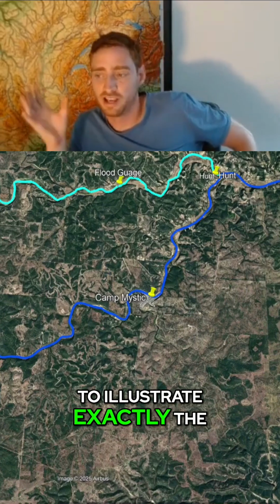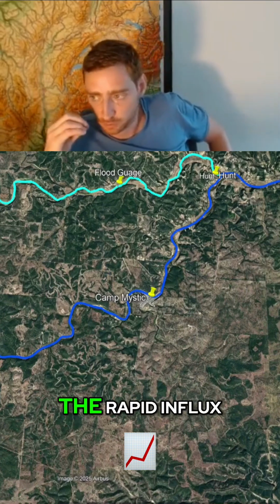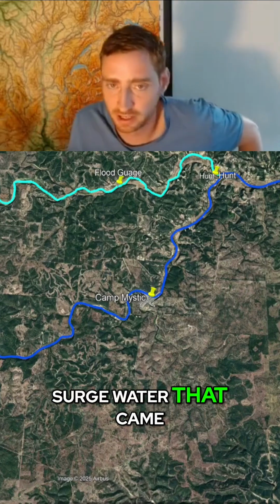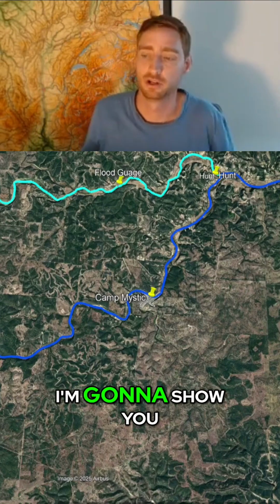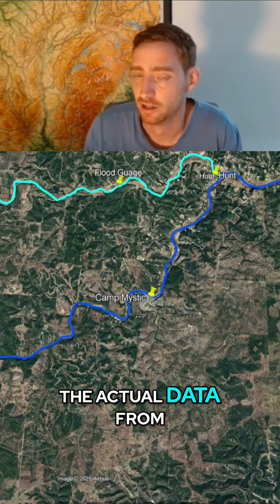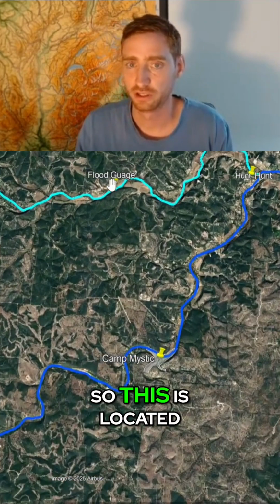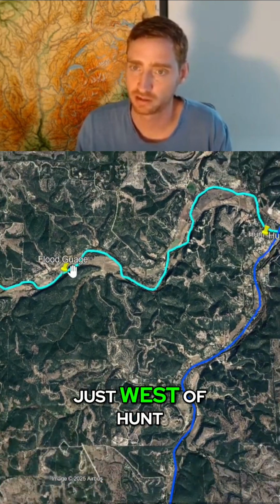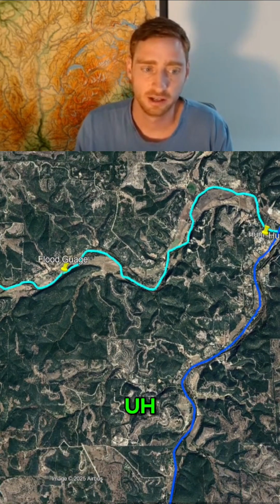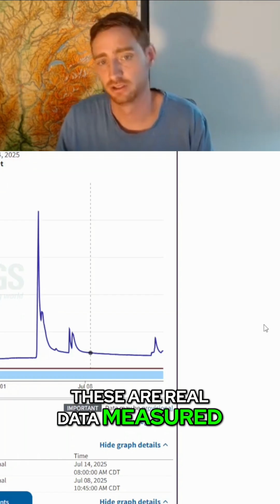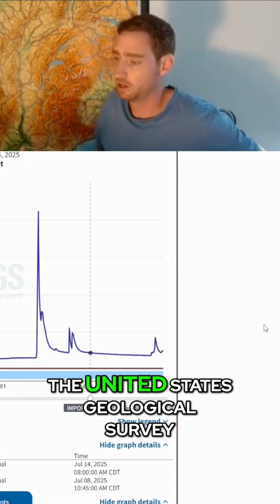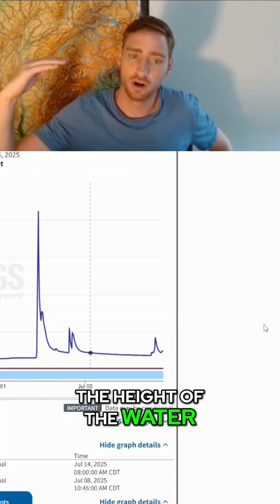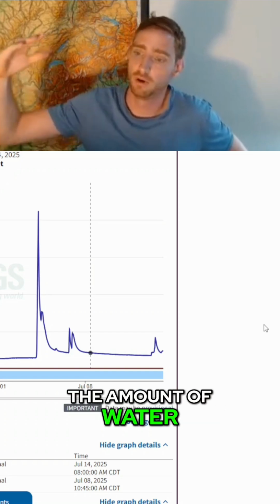Now, to illustrate exactly the rapid influx, the rapid pulse of surge water that came down through this area, I'm going to show you the actual data from a flood gauge. So this is located here on the North Fork of the Guadalupe River, just west of Hunt. And these are real data measured by the USGS, the United States Geological Survey, of the height of the water, or basically the amount of water that's in this river.